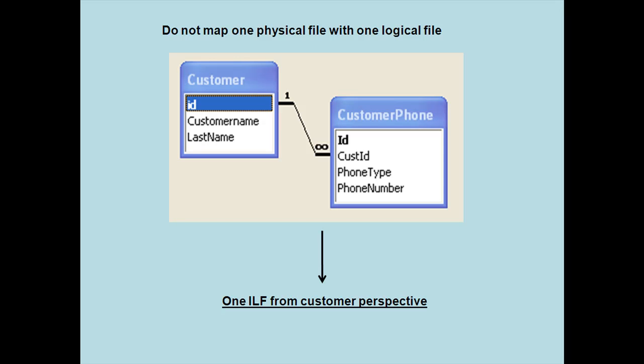But if the customer thinks no, that I have only one phone number, but you have still created a child table so that tomorrow your application can scale up, that is your design consideration, but it should not be counted as two ILFs when you do estimation in function points.